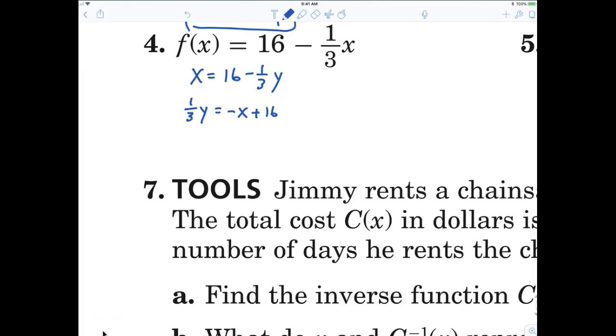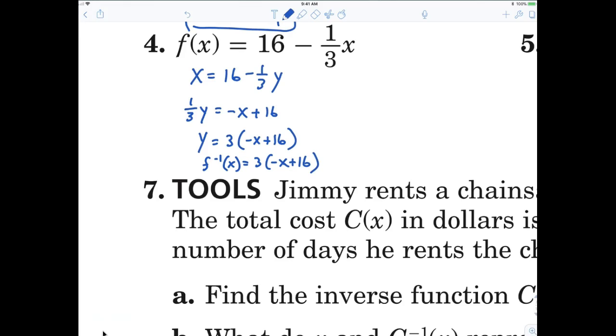Multiply by 3. Very good. Yes, but you could do this, though. You could just say y equals 3 parentheses. Do you see that? Yeah, that's just one. Leave it like that. When you said you have to multiply the reciprocal, it's because it's 3 over 1. Okay? And of course, f negative 1 of x is equal to 3 parentheses negative x plus 16.